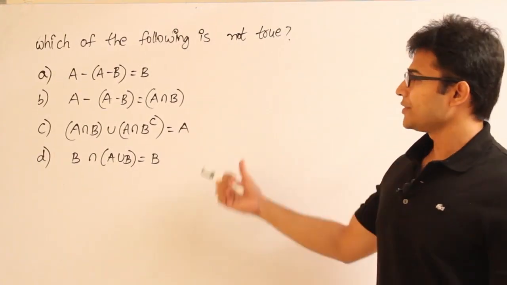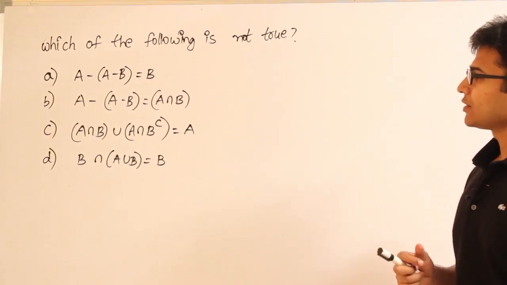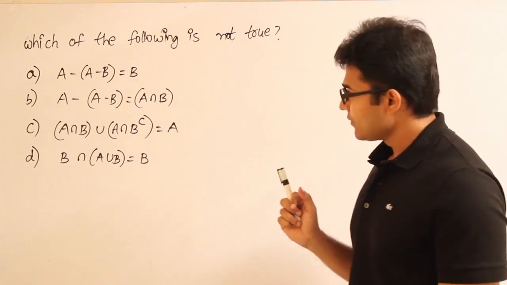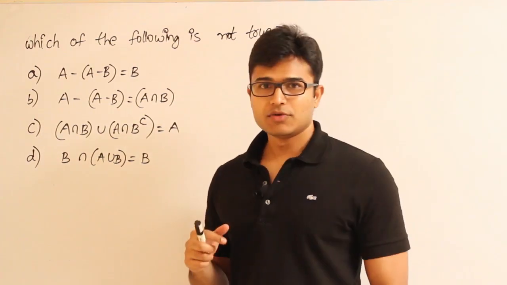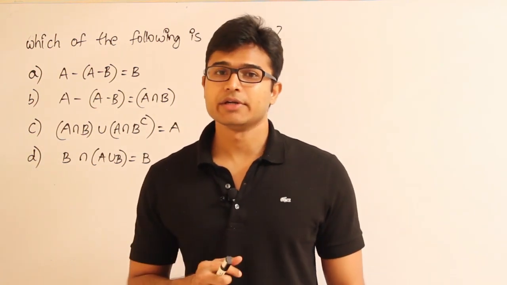See this, such kind of questions will be asked in GATE. Which of the following is not true? And 4 options are given. So LHS and RHS are given in the equation. Now whenever such a question is given, if you can directly answer the question using your intuition, you can do that. Go ahead and do that.